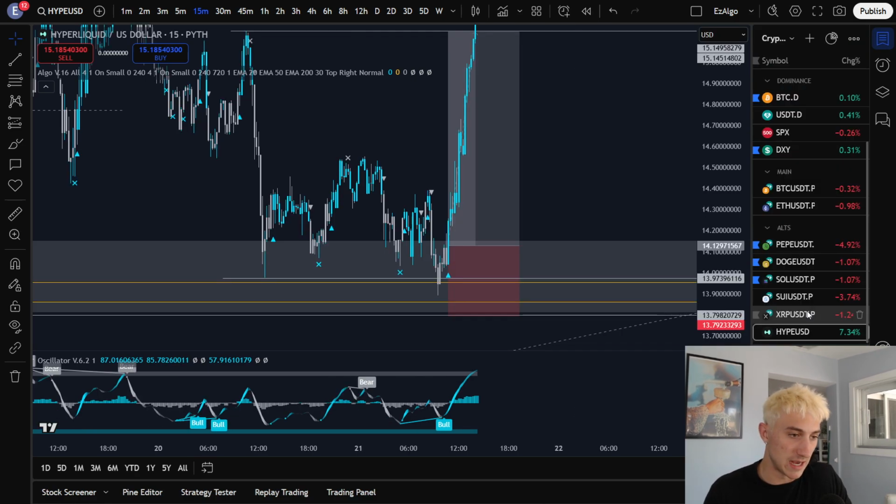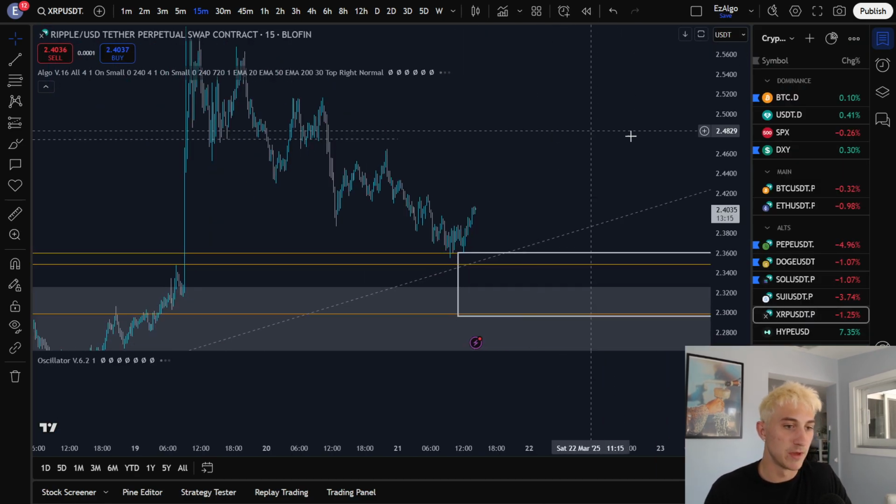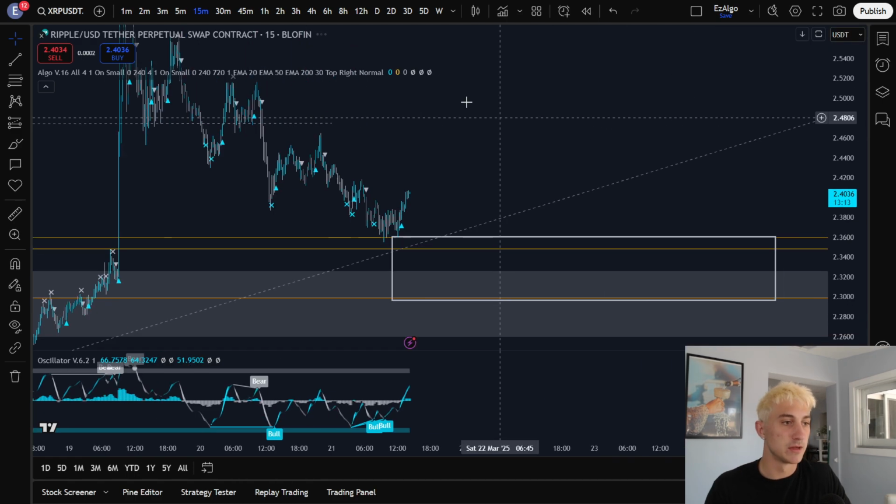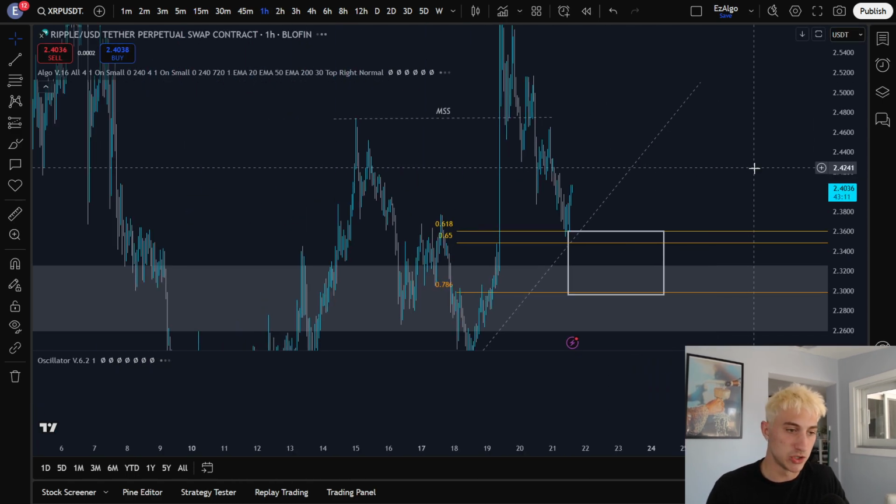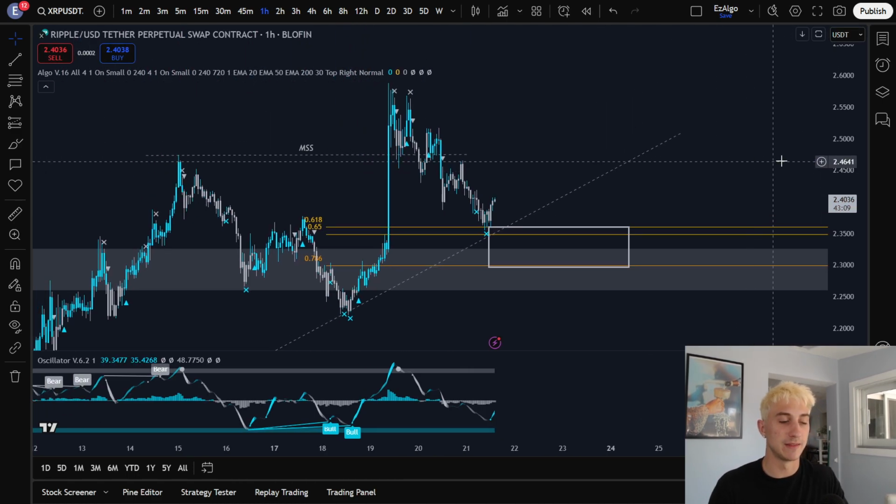Let's go over another example of an A+ setup and how to enter. We're going to go to XRP here. So guys, one of my trading rules, and you should know this by now, is I don't trade unless price is at the golden pocket at least.